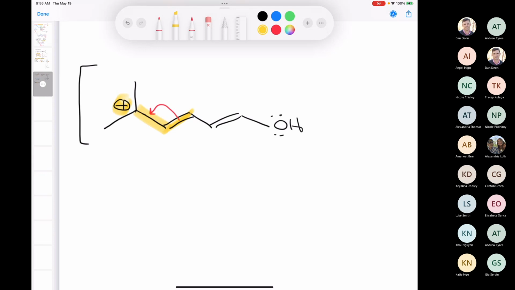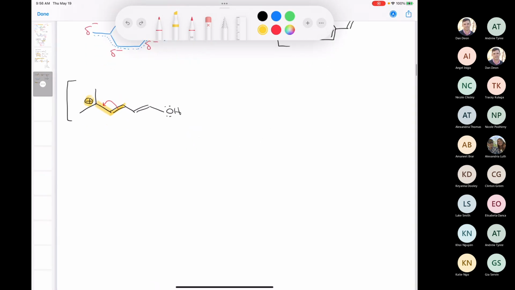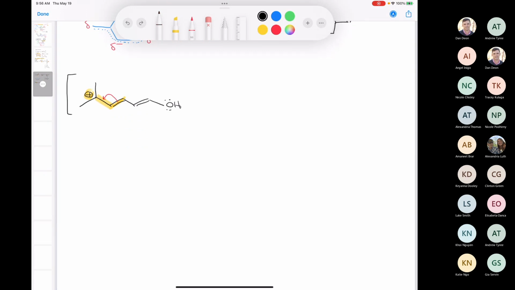And so we push one arrow to take these pi electrons and to put them so that we fill up the empty p orbital on the carbon that has the positive charge. So I want you to take a second and see if you can draw what the result is of drawing that curved arrow. And could anybody tell me where the new positive charge would be now?